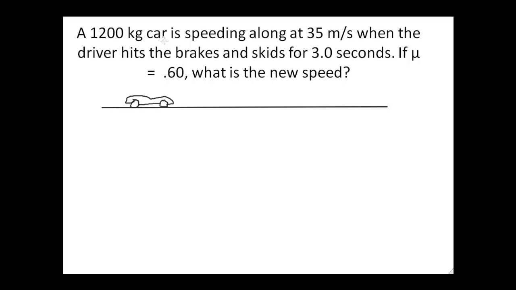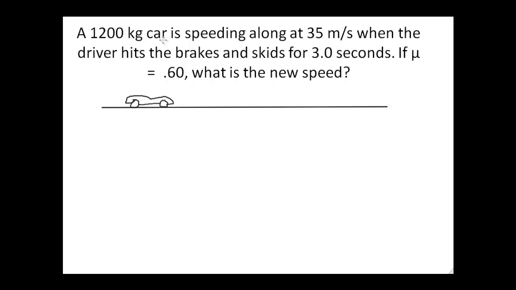Today we'll look at an example of an impulse change in momentum problem. We have a car speeding along at 35 meters per second, and then the driver hits the brakes and it skids for 3 seconds. So obviously the speed of the car is going to decrease, and it tells us that the coefficient of friction is 0.6, and we're looking for the new speed.